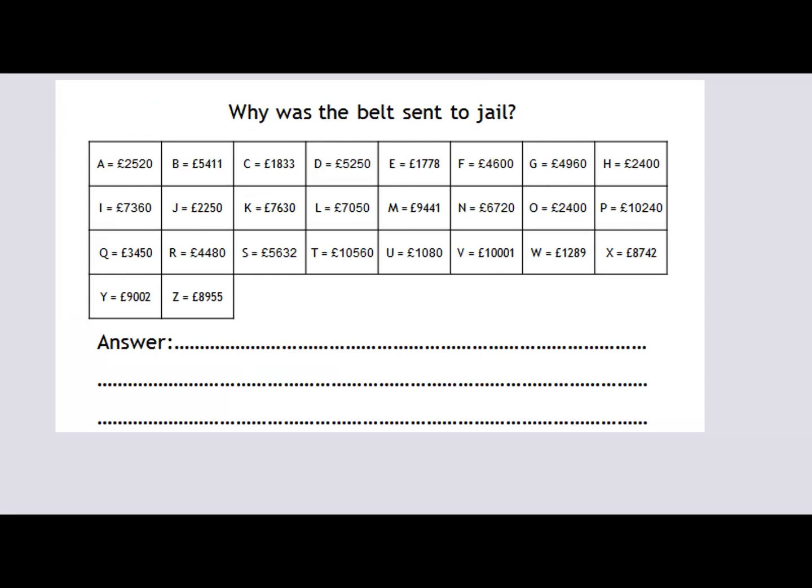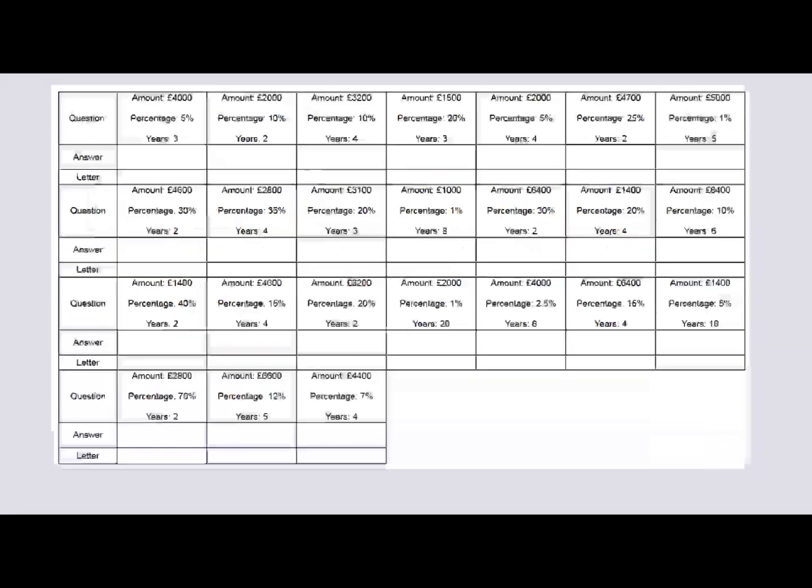Now, what I want you to do for one of your tasks is have a go at answering this joke. Okay, so the joke is, why was the belt sent to jail? Now, in the Firefly task for this one, I've included the PowerPoint. So what you need to do is send me back the PowerPoint with the correct answers. Okay. So here's how you do it. Here are the questions. What you need to do here is tell me how much money you would have after the time period. Not how much interest, how much total money. So I'm going to do the first one for you.